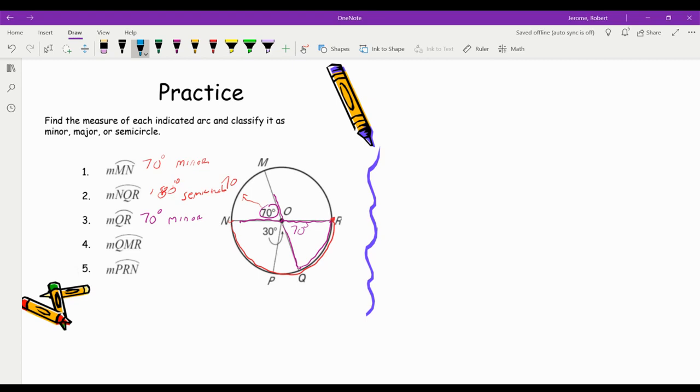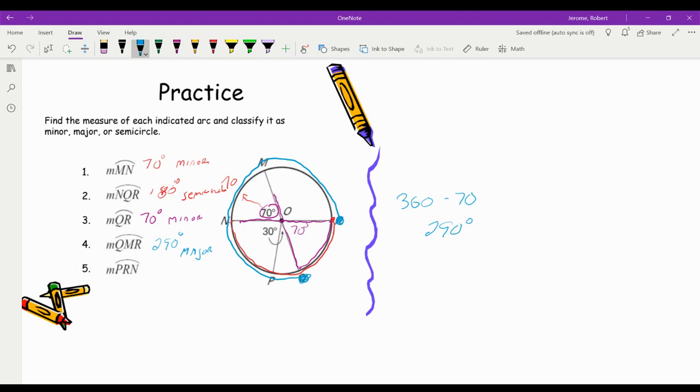QMR. So Q through M and keep going to R. Well, look at how much of that circle I just traced out. It's the whole circle, not including the 70. So we get 290 degrees. 290. And 290 is a major arc.